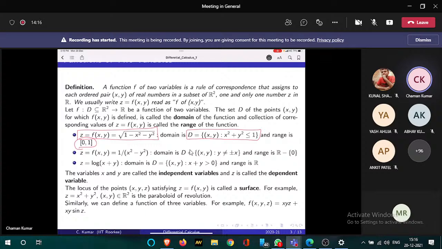So this is known as the range, and this is known as the domain of the function. In this case, the domain is the disk of radius 1 centered at the origin, and the range is the interval 0 to 1. This is the range of the function.